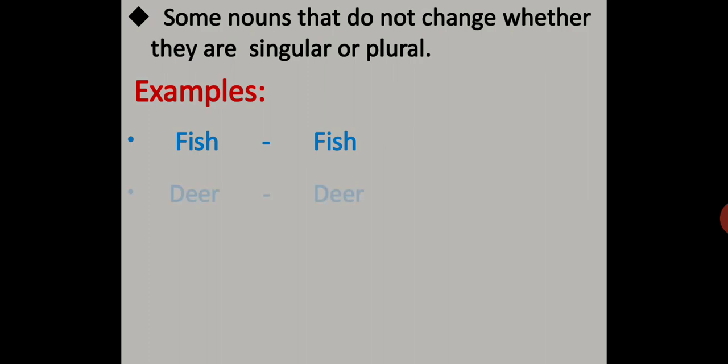Next example, deer, deer. Sheep, sheep. Hare, hare. These are some examples that remain the same when they are in a singular form and when they are in a plural form. In both forms they remain the same.